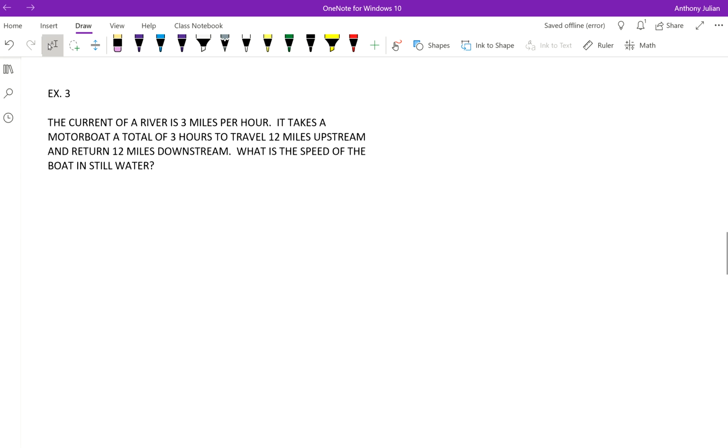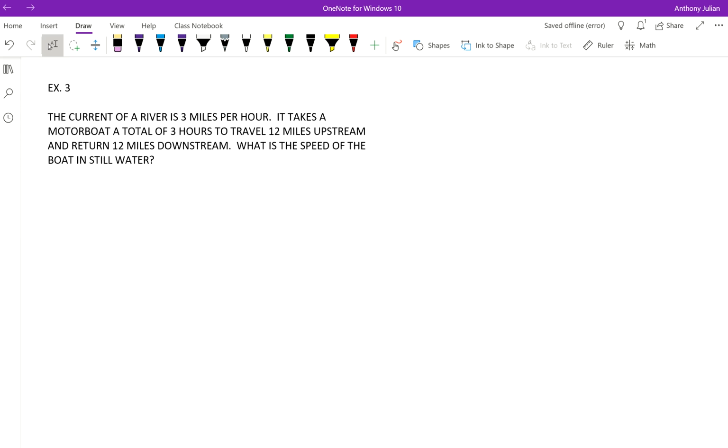This problem is what we call a motion problem. Okay, and it's a distance problem as well because the current of a river is 3 miles per hour. It takes a motorboat a total of 3 hours to travel 12 miles upstream and return 12 miles downstream. What is the speed of the boat in still water?